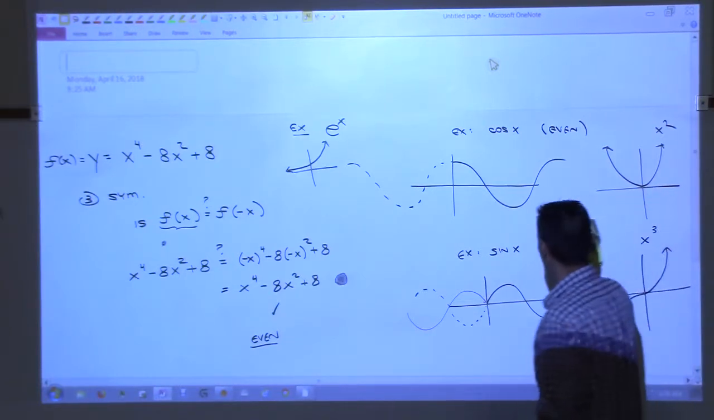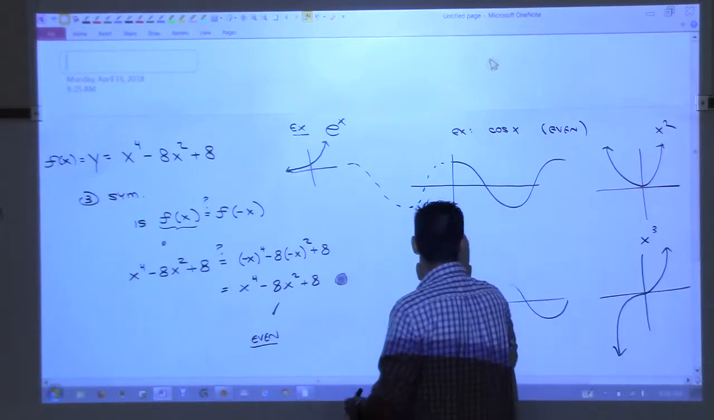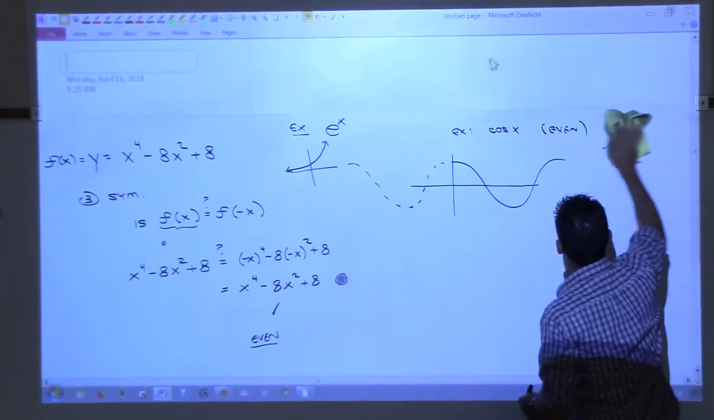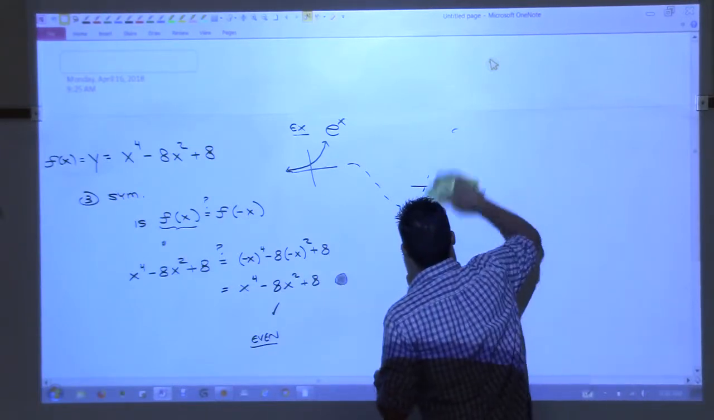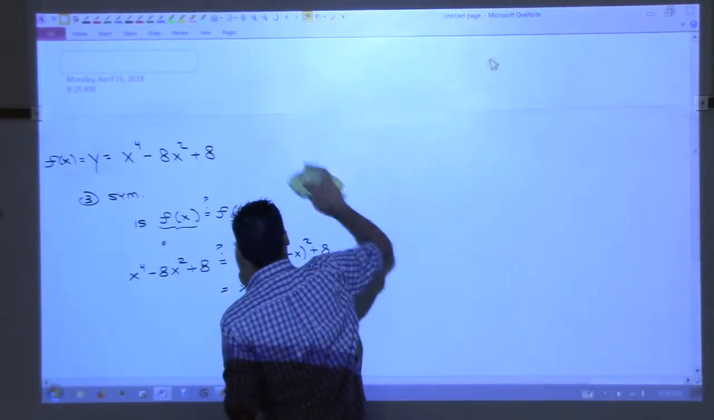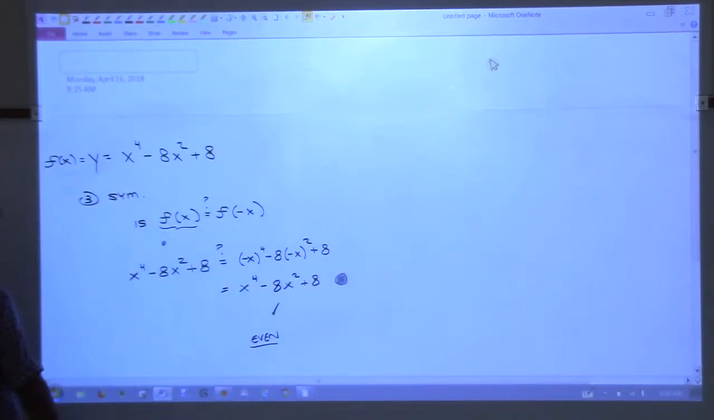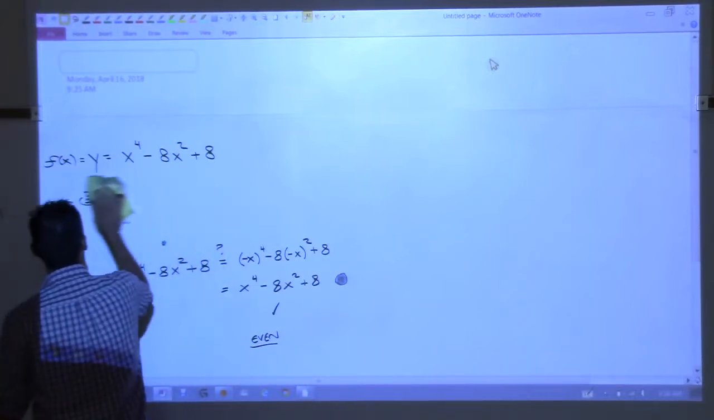Okay, so we have an even function. That means we don't need to check it to see if it's odd because it can't be odd and even at the same time. And so we move on. What's the next step? Asymptotes. So 3, we're even. So the fourth step.